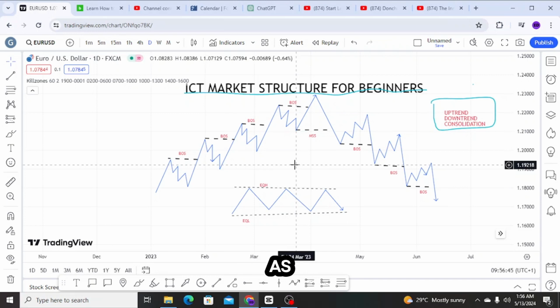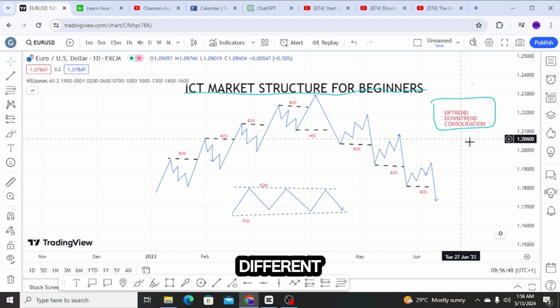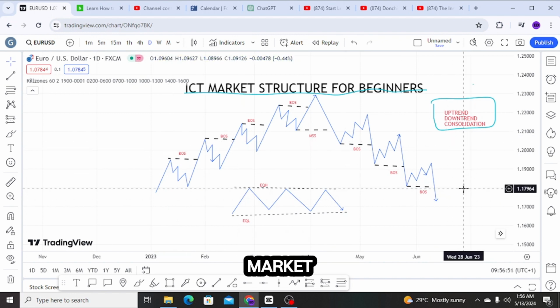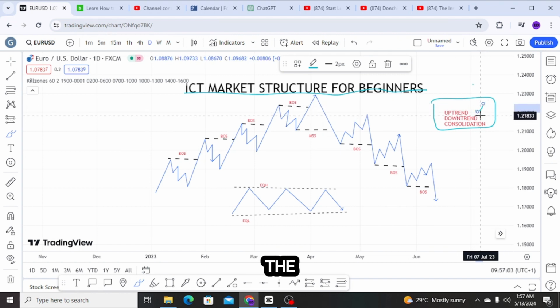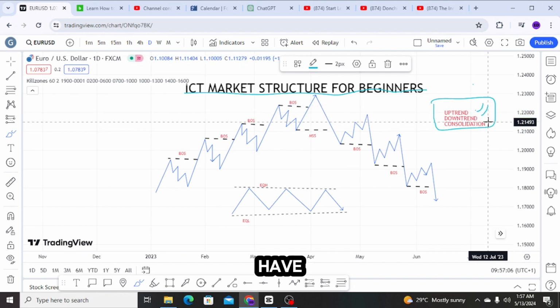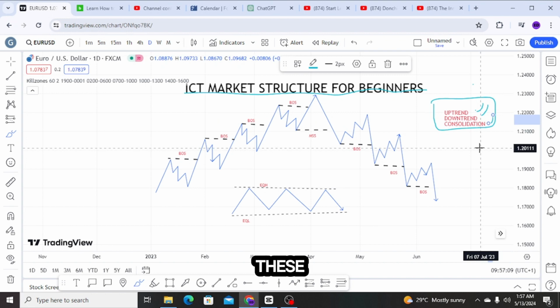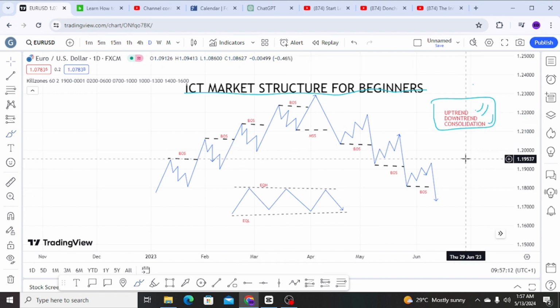As you can see on the screen, we have different market structures: the uptrend, the downtrend, the uptrend, the downtrend, and also the consolidation. These are the three market structures that we always find in the market. For any beginner, it is very important you understand this concept, and it's going to help you trade ICT very well.